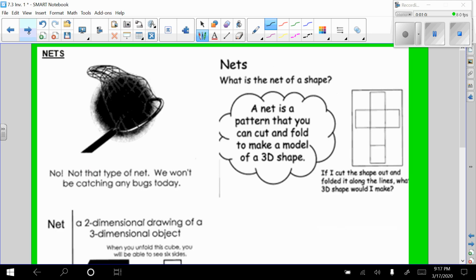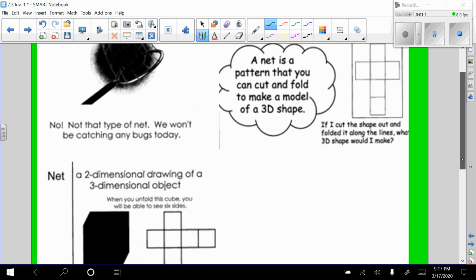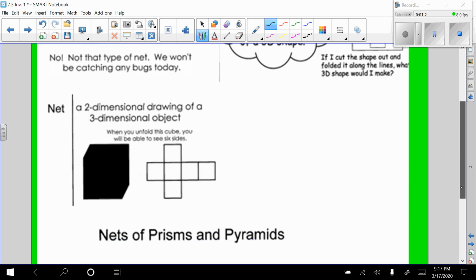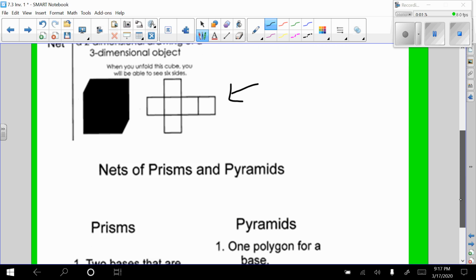So here is what we talk about when we open up these objects. We call them nets. And no, it's not the kind of net that you catch bugs in. It's the net where the 3D shape is opened up and laid flat so we can see all sides of it. If we take the two-dimensional drawing from a three-dimensional shape like this box, this is what it would look like when it was drawn out. These are showing all of the sides, the front, the back, the left, the right, all of them that would be needed to form that box.